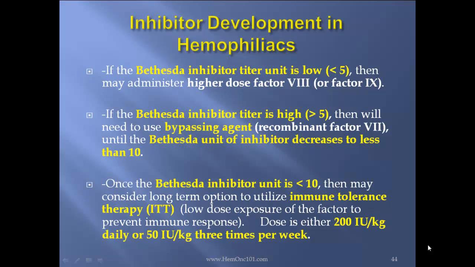If the Bethesda inhibitor titer is low, less than 5, then we may administer higher doses of factor VIII or factor IX. If the Bethesda inhibitor titer is high, more than 5, then we'll need to use bypassing agents such as recombinant factor VII or FEIBA until the Bethesda unit of the inhibitor decreases to less than 10. Once the Bethesda inhibitor titer is less than 10, then we may consider the long-term option of immune tolerance therapy. It means low-dose exposure of the factor to prevent immune response. The dose is either 200 units per kg daily or 50 units 3 times per week.